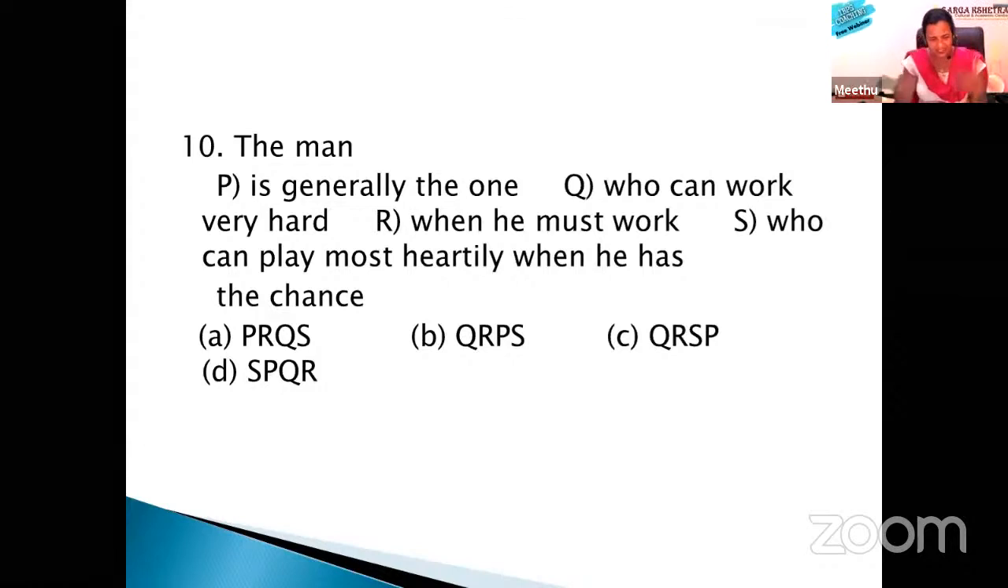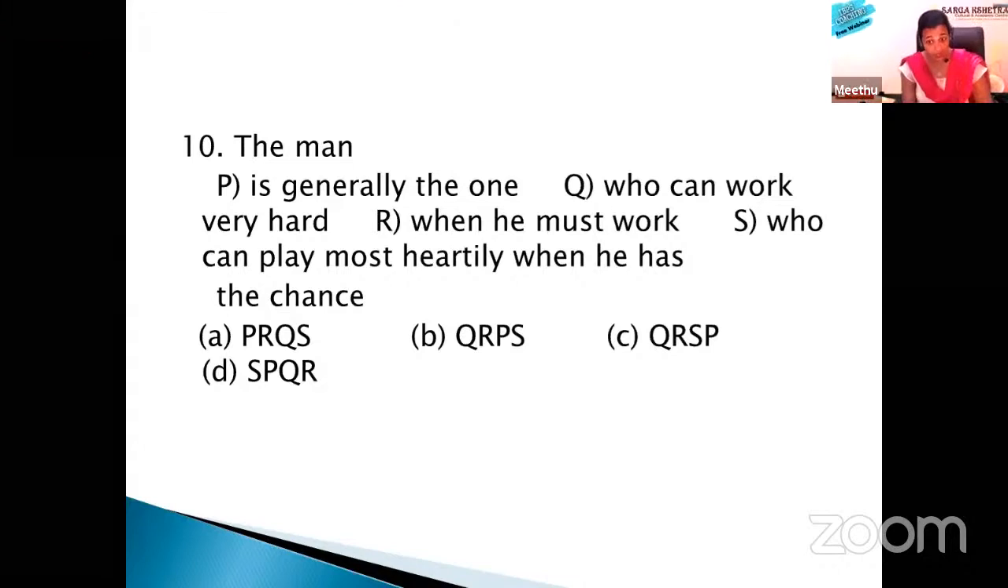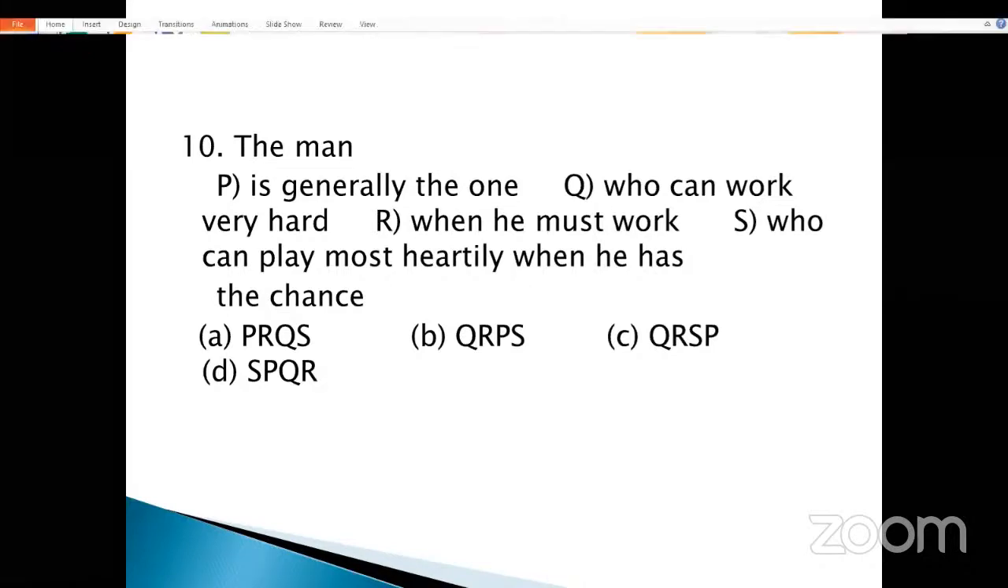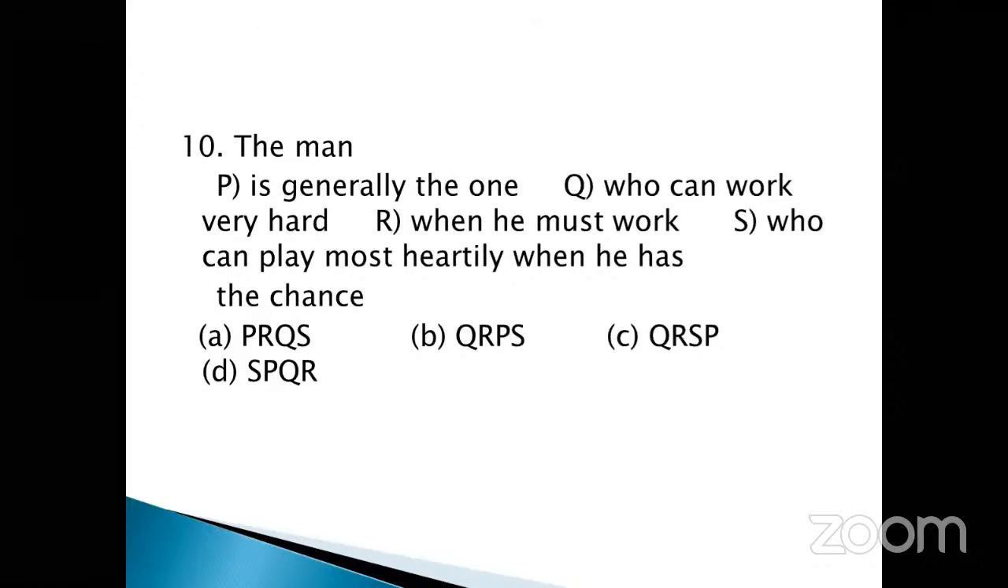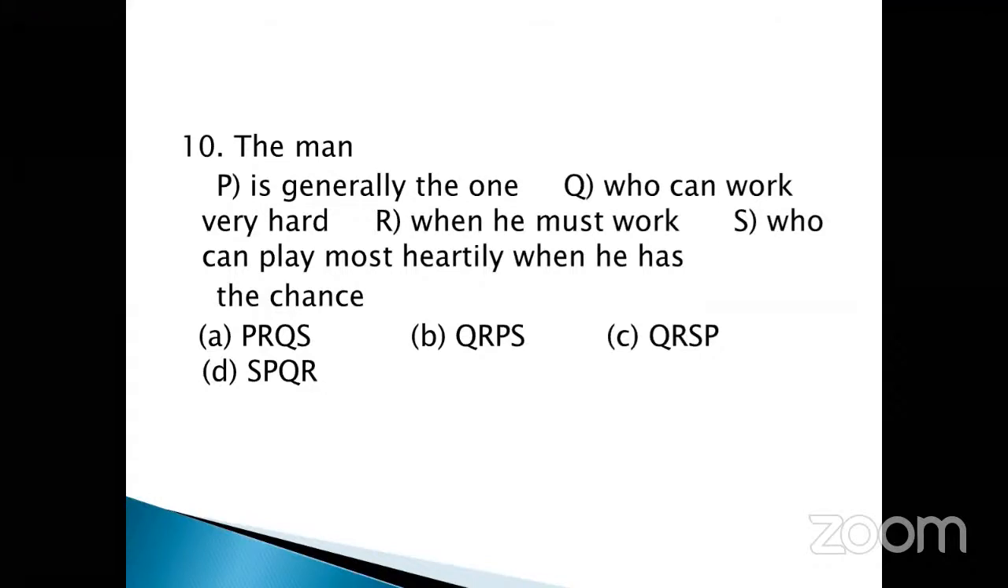Could you please read out the sentence as option B? Somebody, please. The girl who answered right now, please. Man who can work very hard. Yes, the correct answer. Very good. When he must work. Is generally one who can play most hardly when he has the chance. Very good. That is option B.